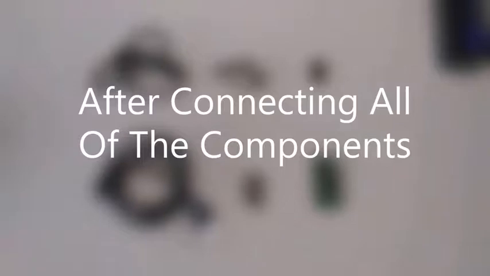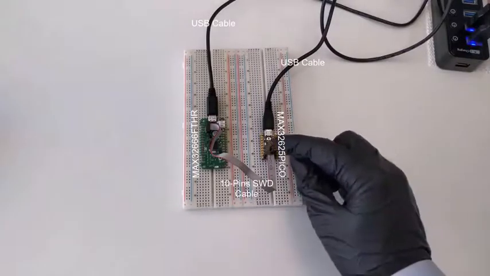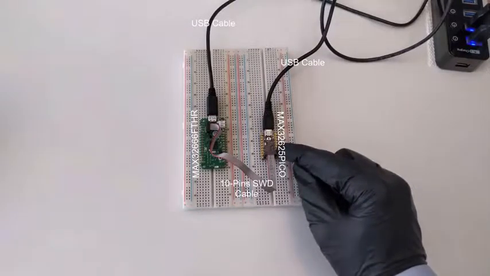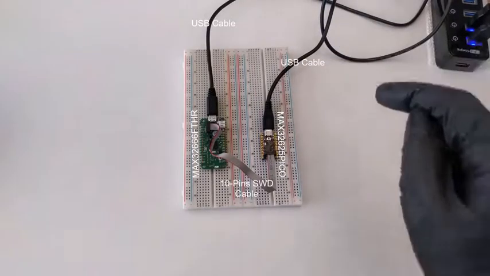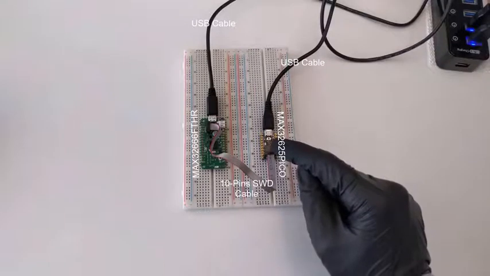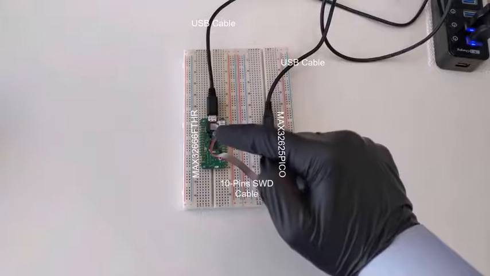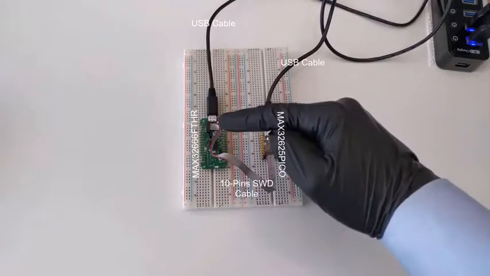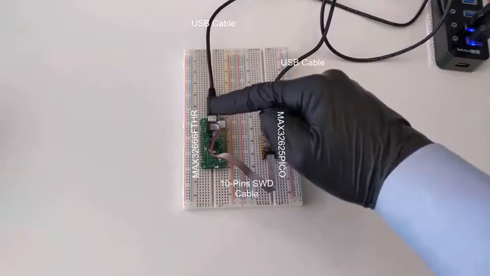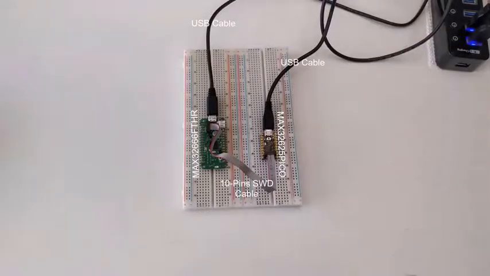Let's move on to the result of connecting all those components. To obtain this result, MAX32625 Pico should be connected to USB port by USB cable. MAX32625 Pico should be connected to MAX32666FTHR by 10 pin SVD cable. Lastly, MAX32666FTHR should be connected to USB port by USB cable.